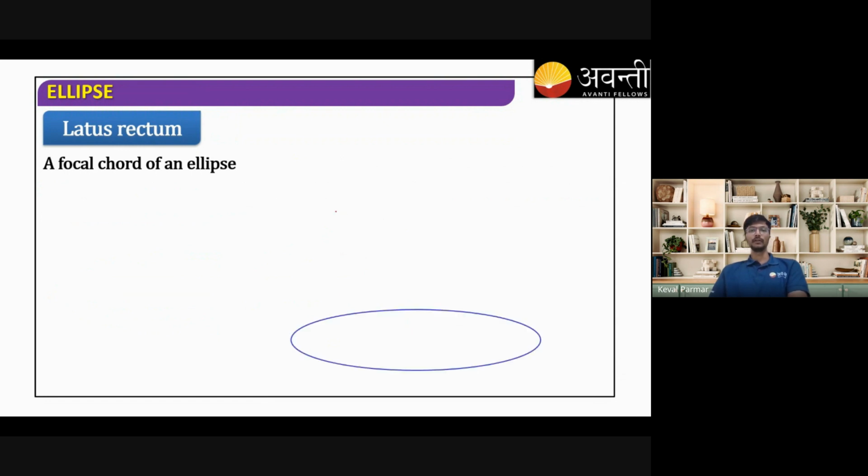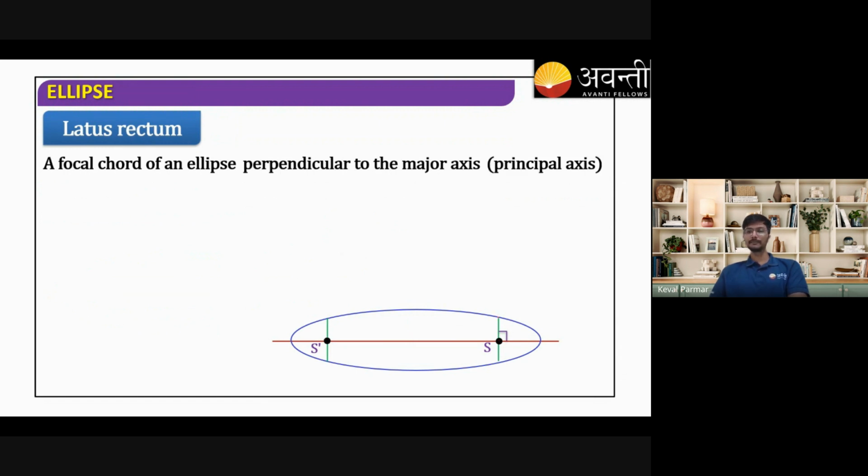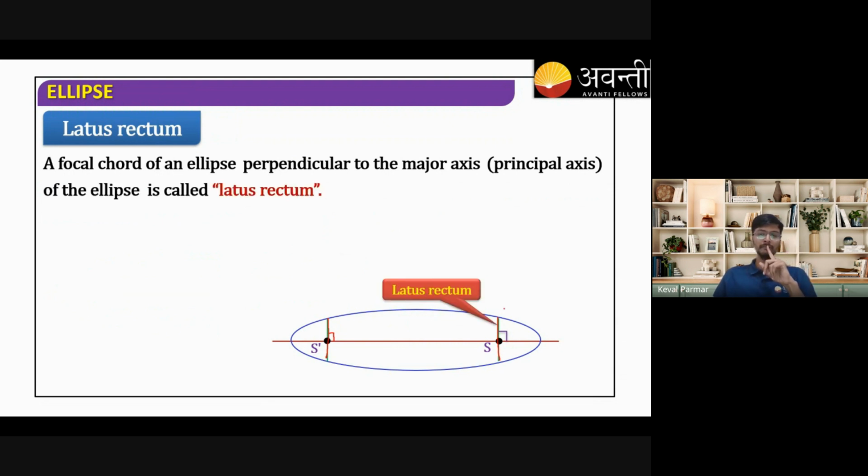So a focal chord of the ellipse perpendicular to the major axis. This is the latus rectum because it's passing through focus and it's perpendicular to the major axis. Now since we have two foci, there will be two latus rectums, one on S and one on S dash. Right? There will be two latus rectums.